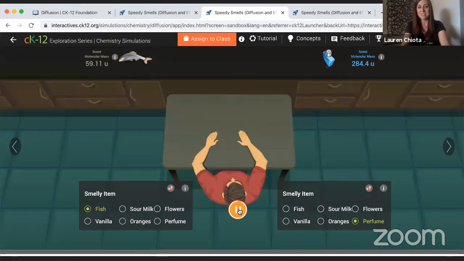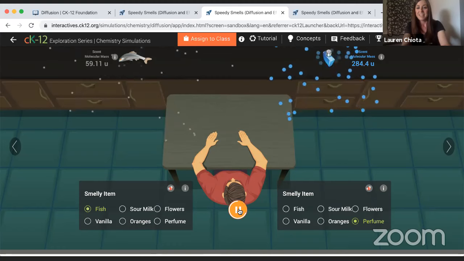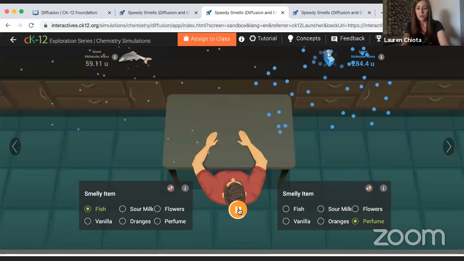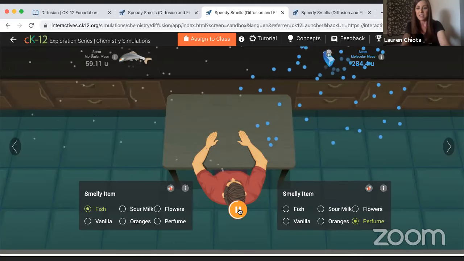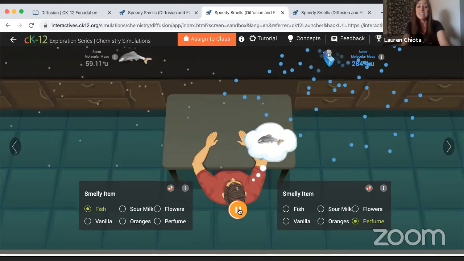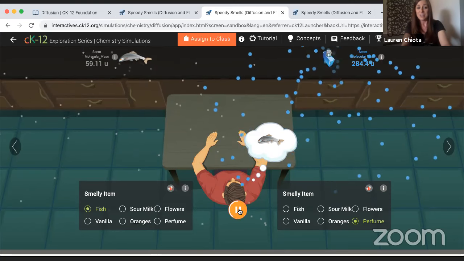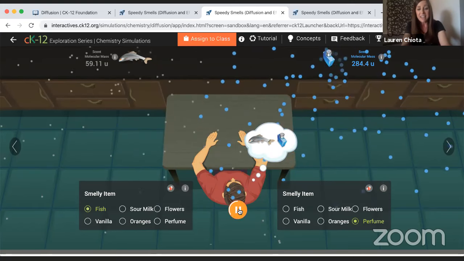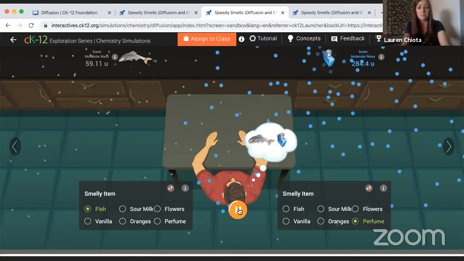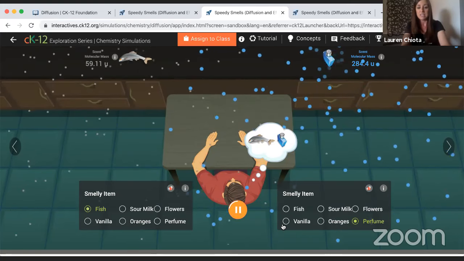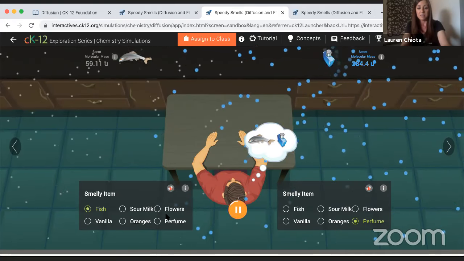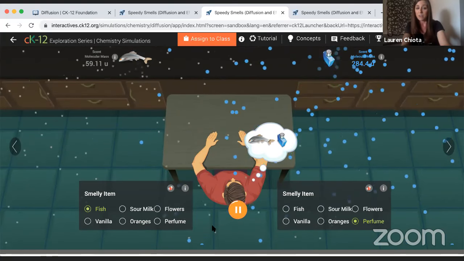And you'll notice, although we can't usually see gas molecules of any kind diffusing through the room, the simulation is showing that in real time here. And our individual is going to hopefully sense one of these before the other. And it looks like it's going to be the fish, followed by the perfume. And note that the fish molecular mass is less. So it looks like that molecular mass might make a difference, although you can test that with other items in this simulation to see if that holds.